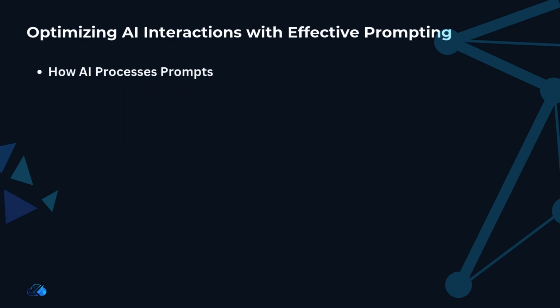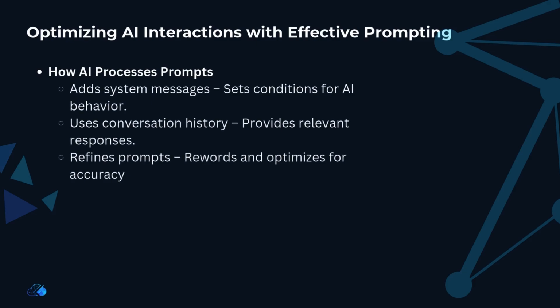When you submit a prompt, an AI assistant typically enhances it before sending it to the language model. The process may include adding system messages, setting conditions and constraints for the AI behavior; maintaining conversation history, using past interactions to provide more relevant responses; and rewording or optimizing prompts, adjusting phrasing, and adding relevant data sources for better accuracy.